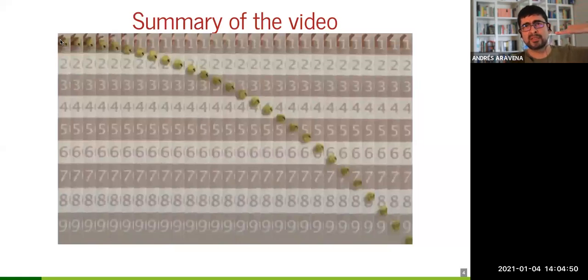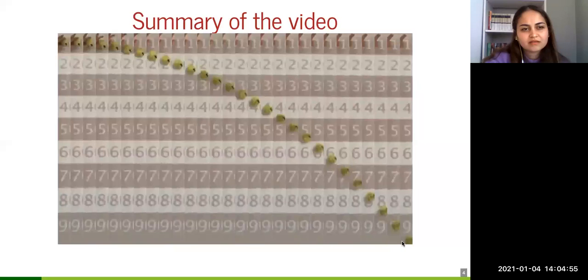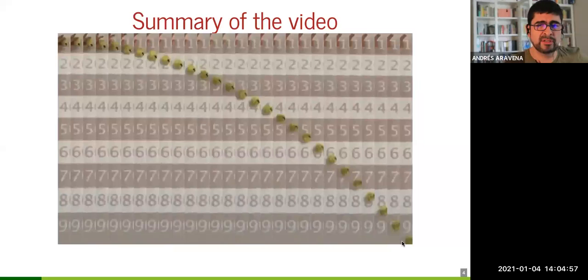Exponential decay is going down and down, but never getting to zero. This is going to zero. Exponential decay never reaches zero.